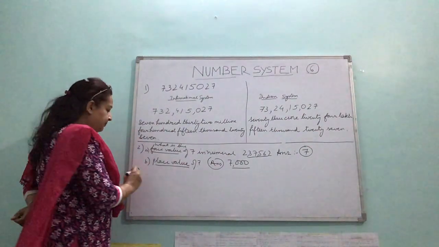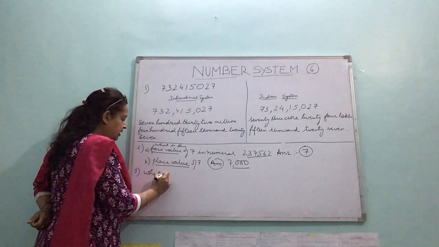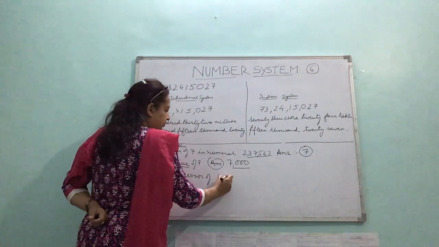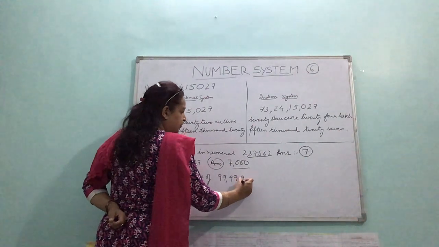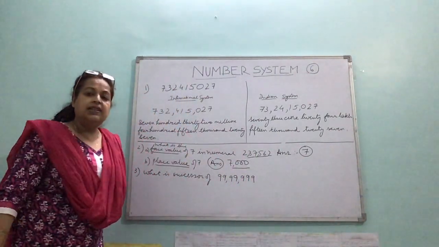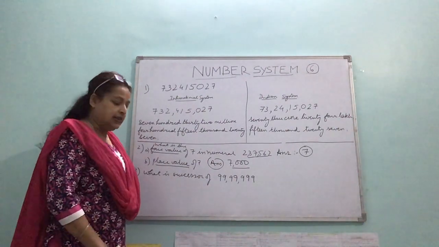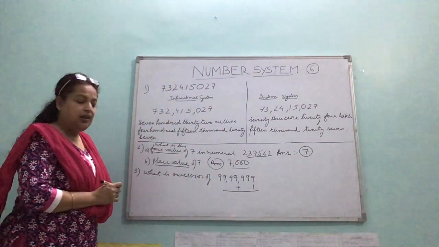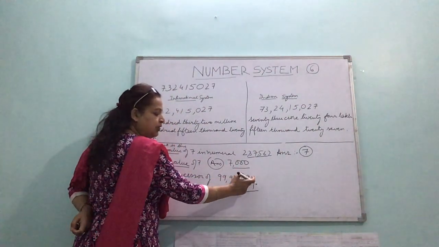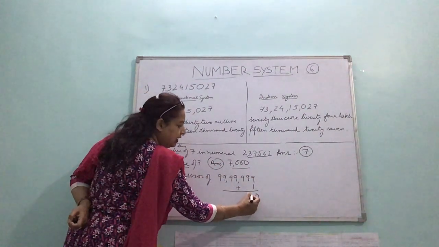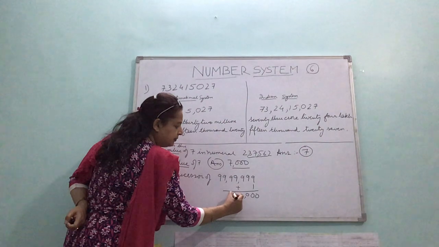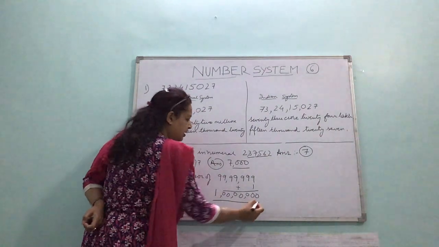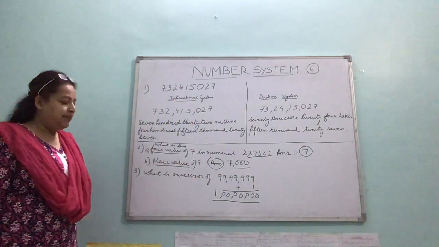Successor and predecessor. What is the successor of this given number? In successor we always add 1. Well, when you add 1, this would be 10 carried over, 10, 10, 10. So all these would be replaced by 0 and 1 would be carried over. So this is the successor.